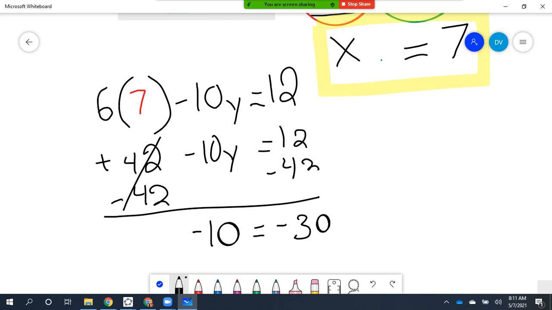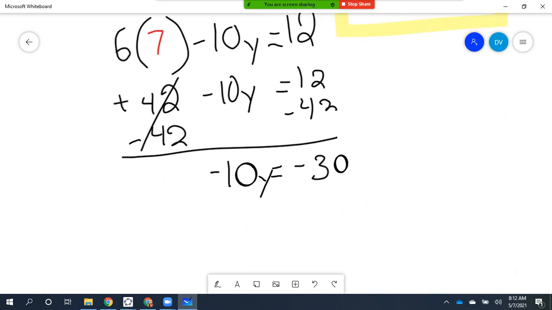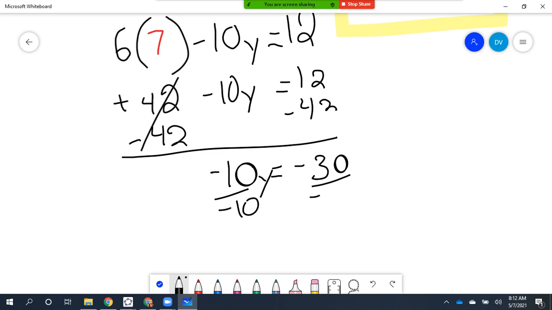I'm sorry, there's my y. I forgot my y. Negative 10y. And so now we just need to divide both sides by negative 10. The negative 10s will simplify, and we'll have the y all by itself like we needed. And a negative divided by a negative is a positive. So that's going to be positive 3.